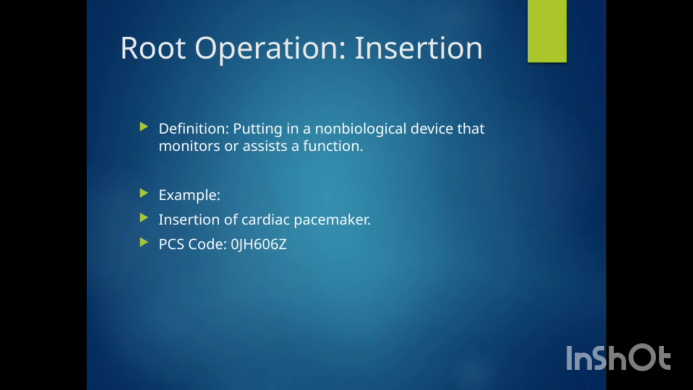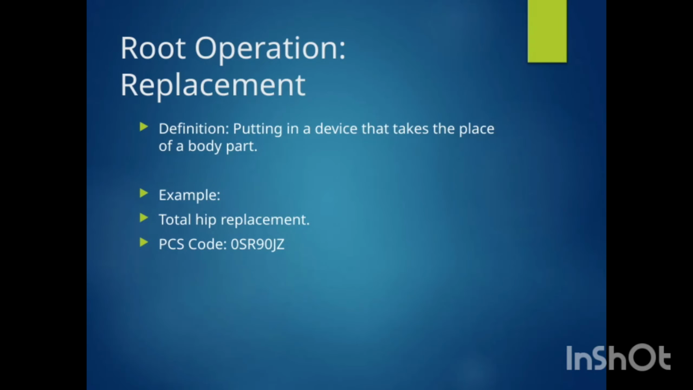improve or maintain health. Now, let's look at the definition of a replacement procedure. Essentially, it's when a device is placed into the body to take the place of a missing or damaged body part. This is a common approach in medical treatments, especially when a natural part can't be repaired or restored. For example, a total hip replacement involves removing the damaged hip joint and replacing it with a prosthetic device. In coding terms, we use the PCS code 0SR90JZ to specify this procedure.